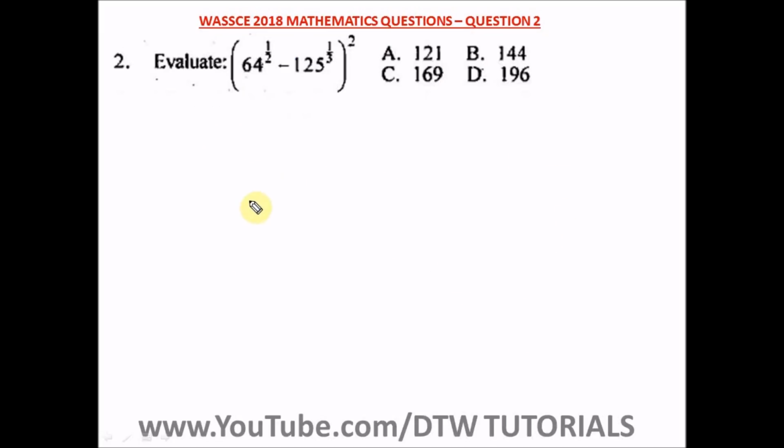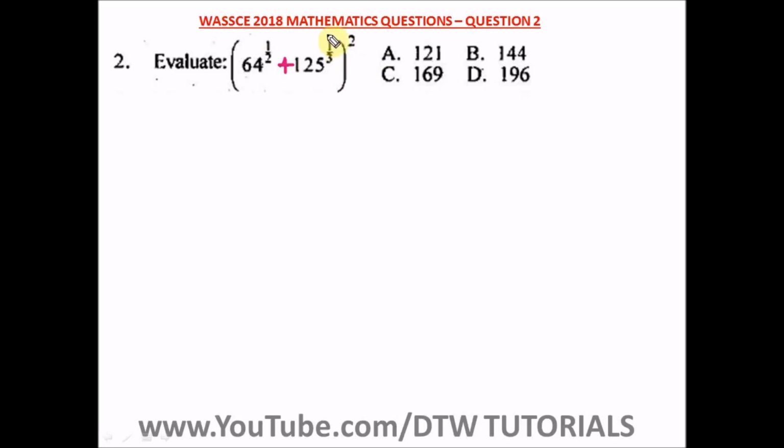Question 2 of the WASSCE 2018 mathematics past question, that's your WAEC exams. It says evaluate 64 raised to the power of 1/2, this is supposed to be a positive here, this is a plus here, plus 125 raised to the power of 1/3, all in brackets, then we have to square this.